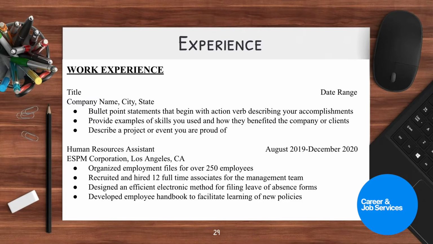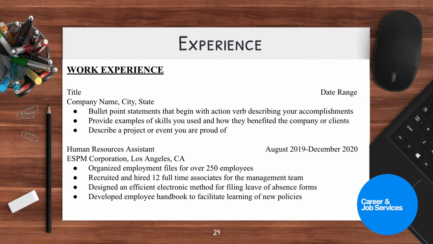As I mentioned, the work experience section is one of the most important parts of the resume. For the format, you want to list the job title, company name, city and state, and the dates that you were employed. This is an example of how we list experience for a chronological resume. In a chronological resume, we list all the experiences we've had in chronological order.